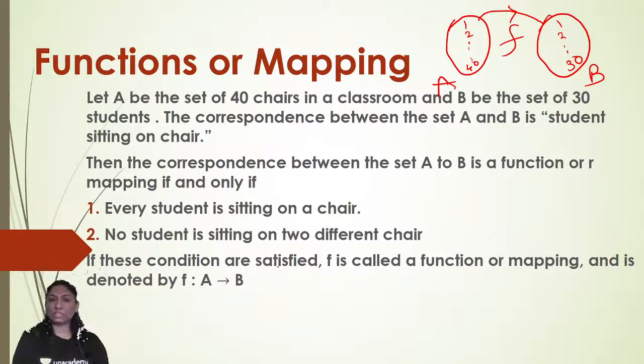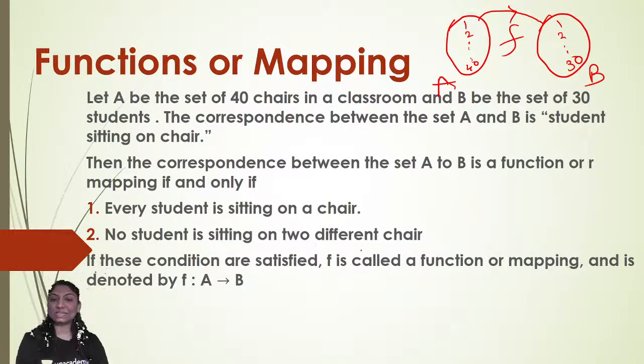Now the correspondence between A and B is a function or a mapping if and only if every student is sitting on a chair and no student is sitting on two different chairs. It means one student cannot sit on two chairs. No student will be sitting on two different chairs. So if a student sits on two different chairs, this will not become a function.